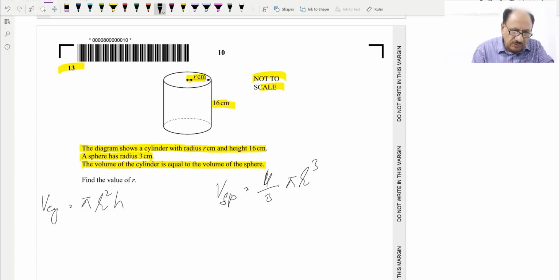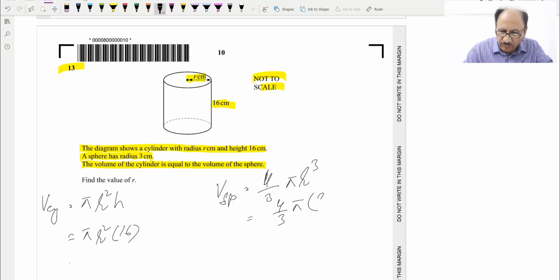Now we can replace the values. Basically this will be pi r square h, and h is 16, so we will write 16 here. And then we can write it as 4 by 3 pi r cube. So r will be 3 cube, which is 27. So 4 by 3 pi into 27.